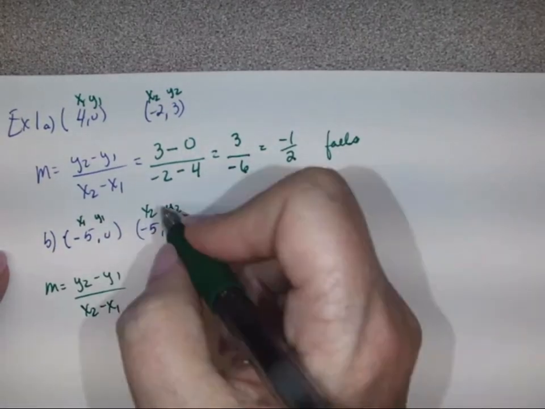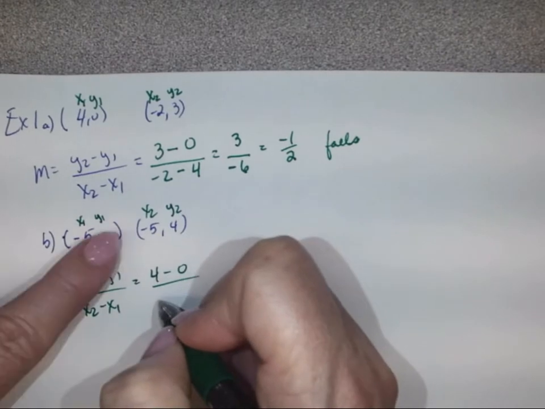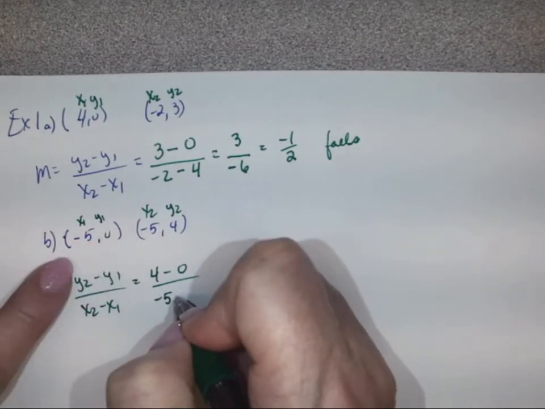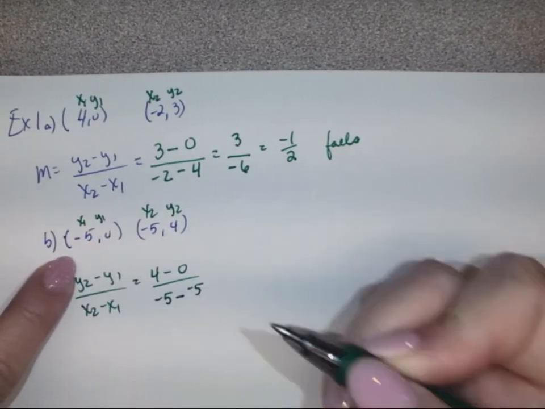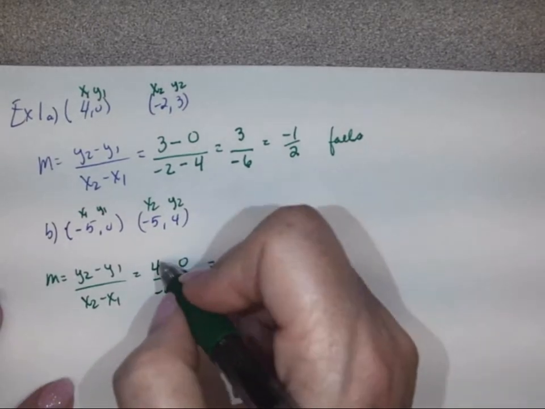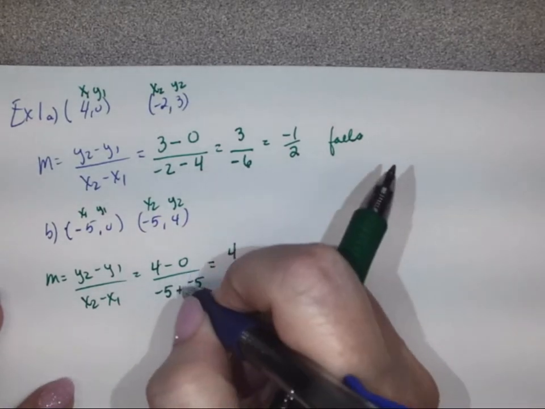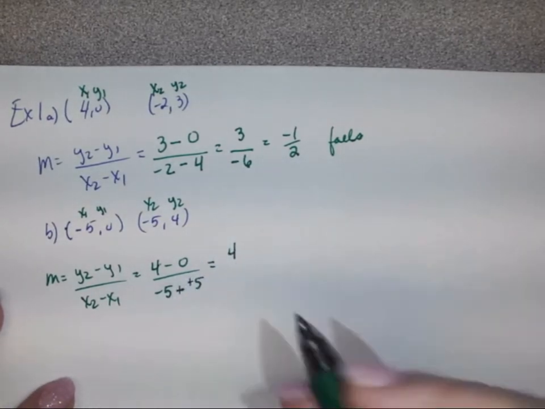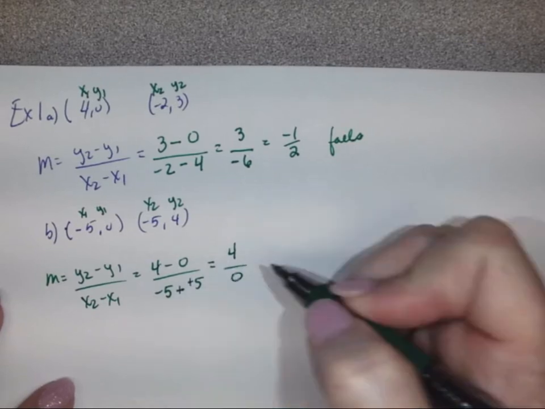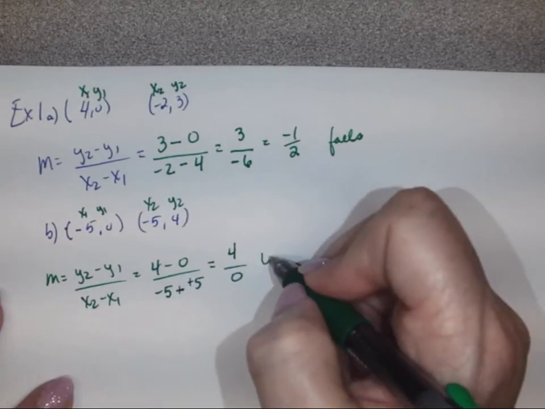So y sub 2 will get us 4 minus 0 over x sub 2 is -5 minus negative 5. Don't forget any of your negative signs. So 4 minus 0 is 4. This double negative will actually turn that into a positive, so negative 5 plus 5 will get us 0. Well, you can't divide by 0. It's actually undefined.